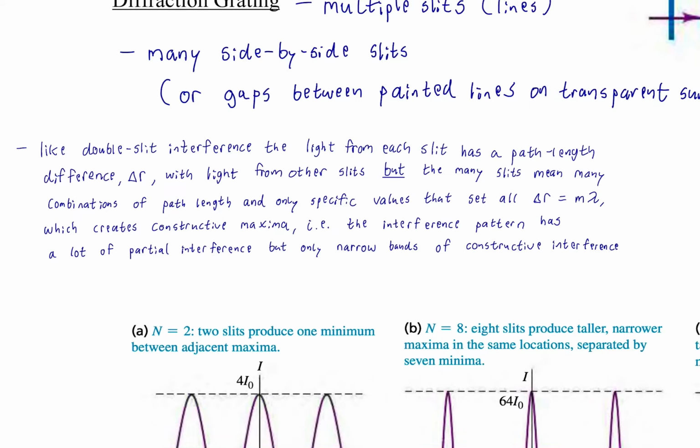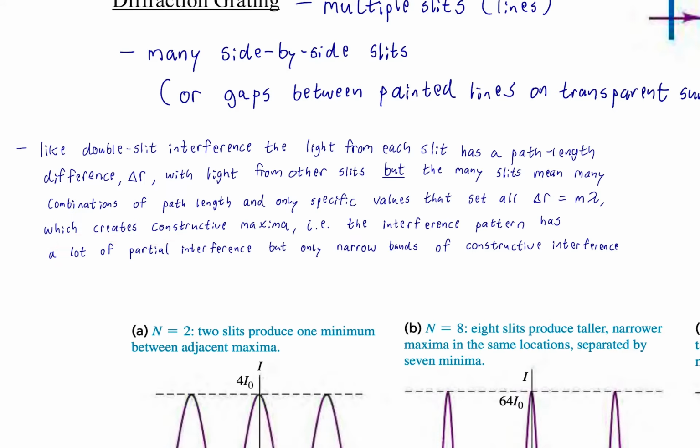So, it turns out that there are only specific values that set all the path length differences to some integer multiple of the wavelength. And what does a path length difference equal to an integer multiple of a wavelength mean? It means constructive interference, okay? So there are very selective, very specific combinations that lead to constructive interference. And that of course creates constructive maxima.